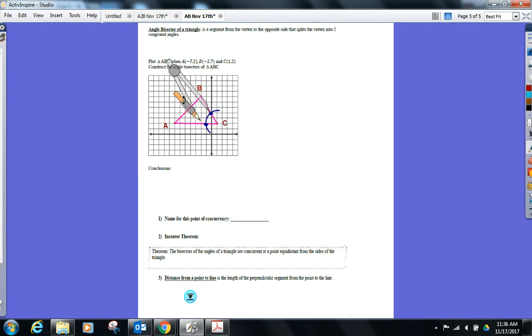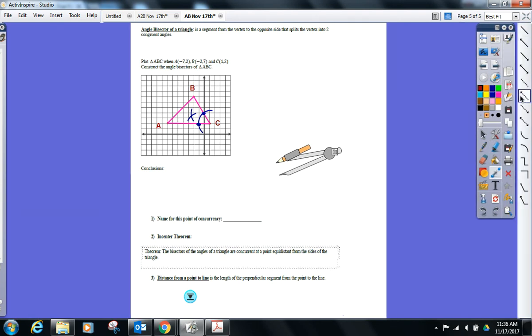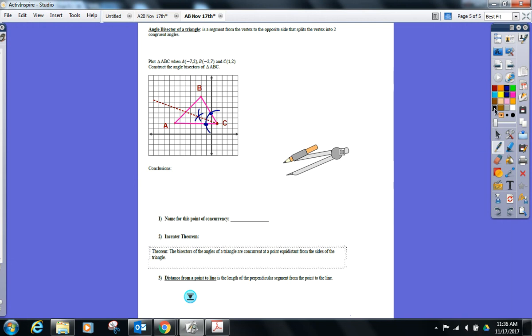And draw 2 more arcs out in front that intersect. 1, 2. Hopefully it's ringing some bells. Do that from each point of intersection. Take your straight edge, line it up with angle C, and draw in your bisector. And see if you can do it for at least one more angle.